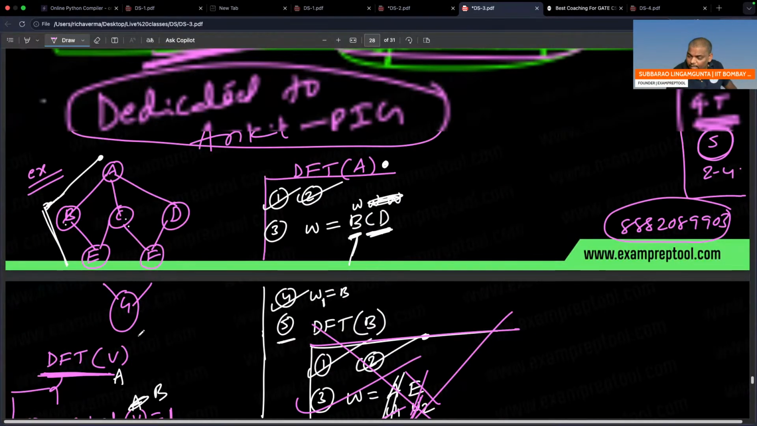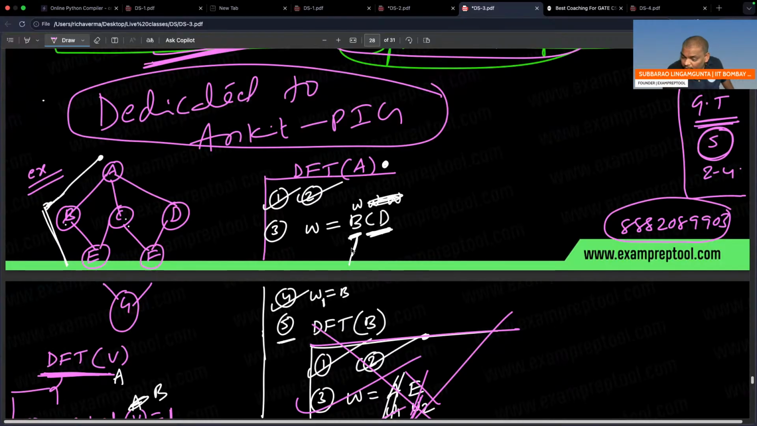In A, see the interesting answer. In the A function, B purpose I came. It is completed, then go for C. The interesting thing is C is visited already. At that time it was not visited. Now someone has visited it, completed it.